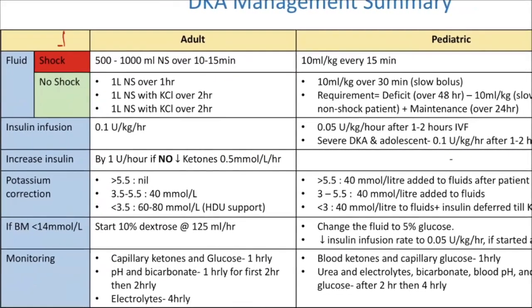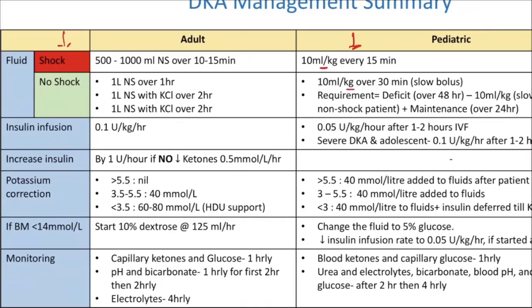If someone has shock, the definition changes, that means blood pressure less than the fifth percentile for that particular age. So you need to use the formula and find out what blood pressure is less than the fifth percentile for that particular kid and see whether the kid is in shock or not. If the kid is in shock, you resuscitate by giving 10 ml per kg every 15 minutes till the blood pressure has improved.